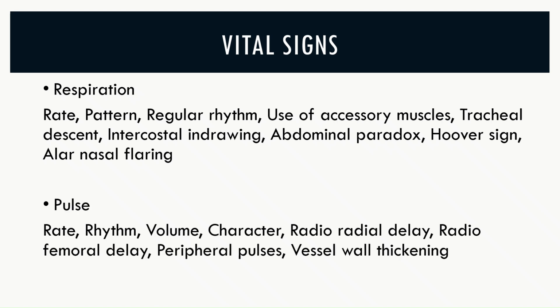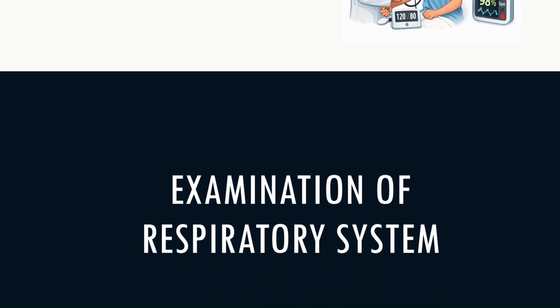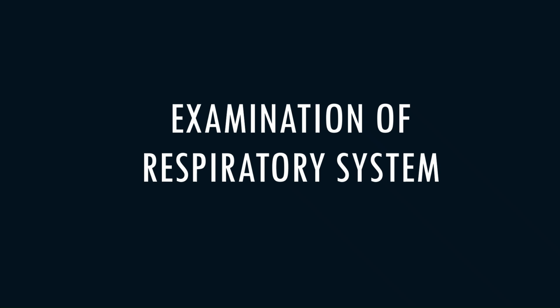For pulse, we assess rate, rhythm, volume, and character. We also check for radioradial and radiofemoral delay, examine peripheral pulses, and assess for vessel wall thickening. Blood pressure should be measured in both upper limbs and also assess for postural changes. Finally, we record temperature and measure oxygen saturation on room air, which provides an immediate assessment of oxygenation. Moving on to examination of respiratory system.